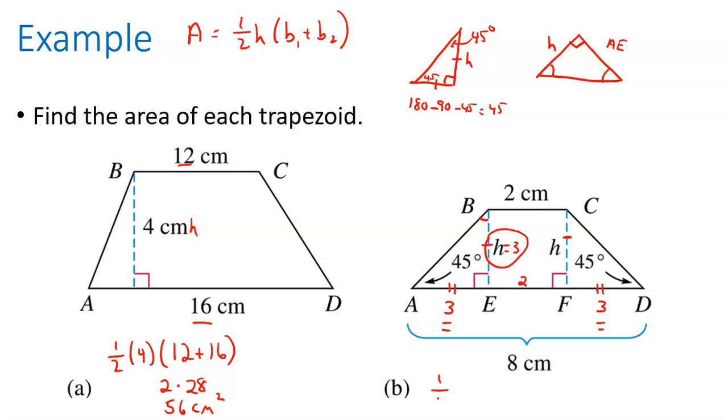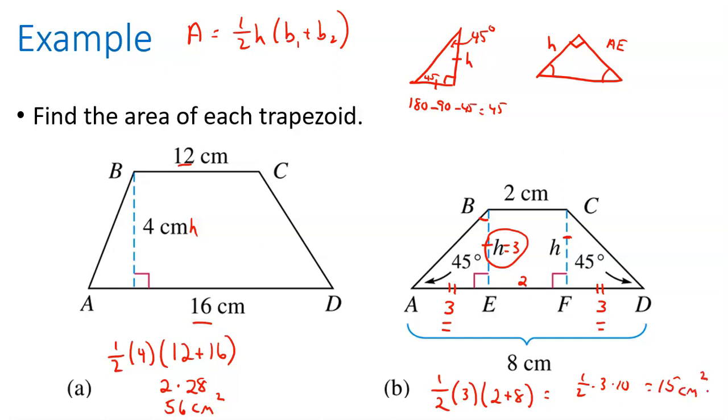Once I have that, then all I have to do is throw it in my formula: 1/2 the height times the sum of the bases. So I get 1/2 times 3 times 10. Half of 10 is 5. 5 times 3 is 15.